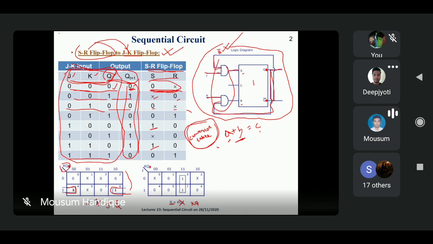So J dot Q bar, what does that dot mean? It is the AND gate we are using, because here it is dot. J dot Q bar means what? We are using the AND gate. We cannot use the OR gate. So here I am using the AND gate. And another one is R equal to KQ. Between K and Q there is a dot, so here I am using the AND gate.